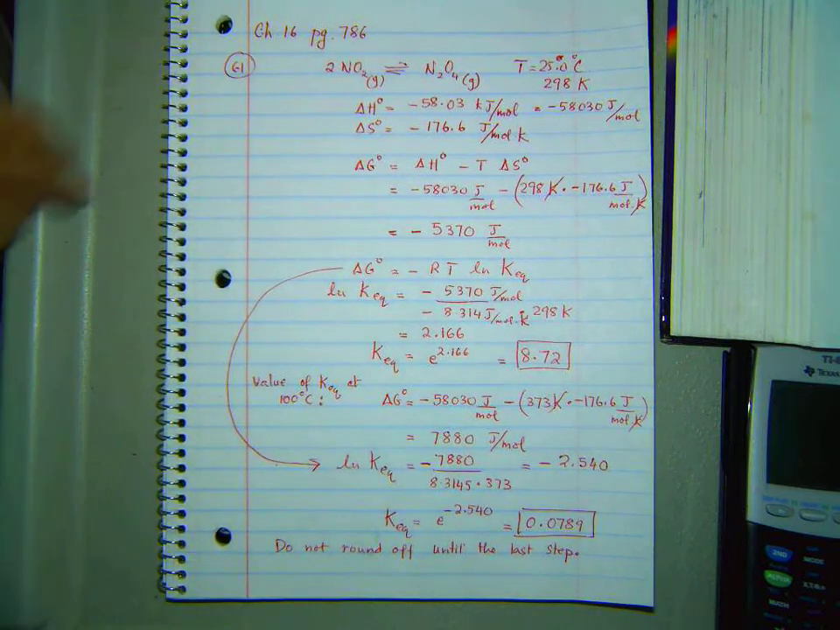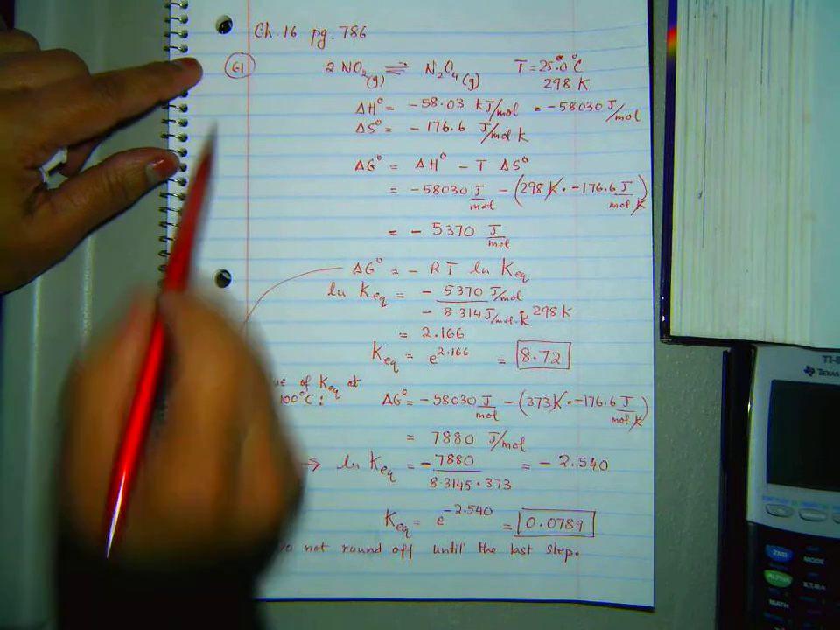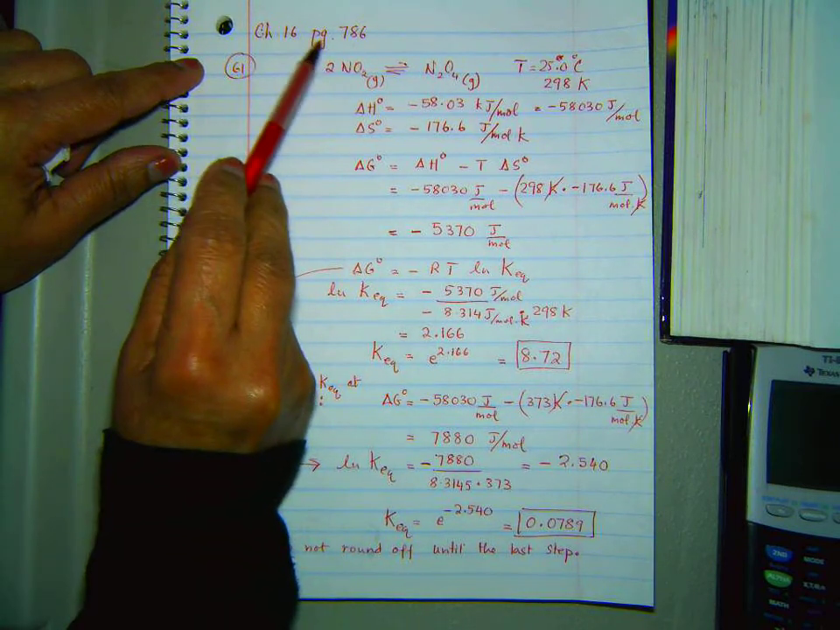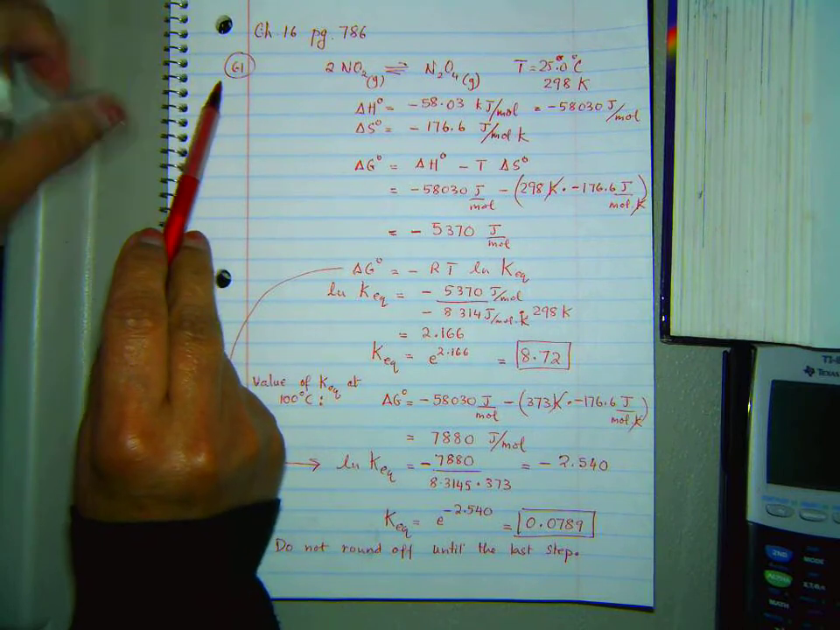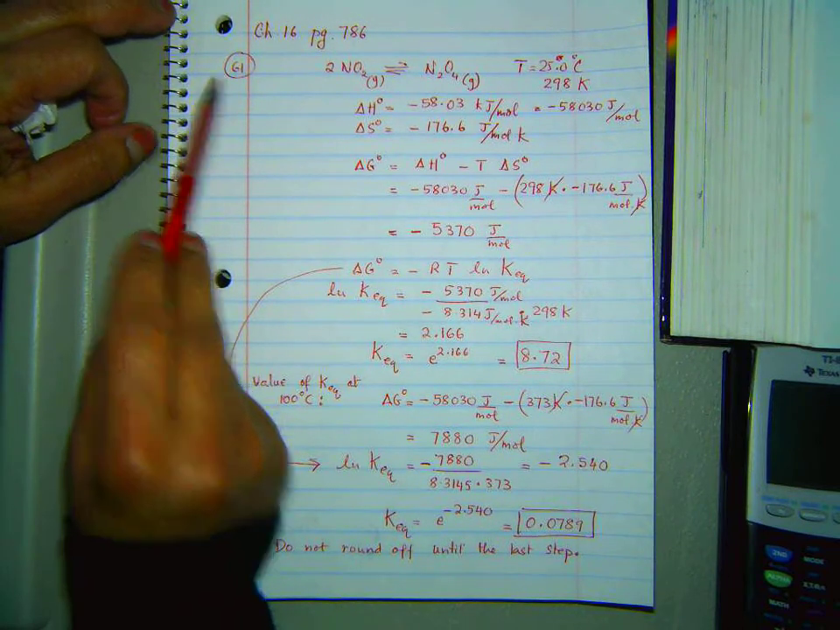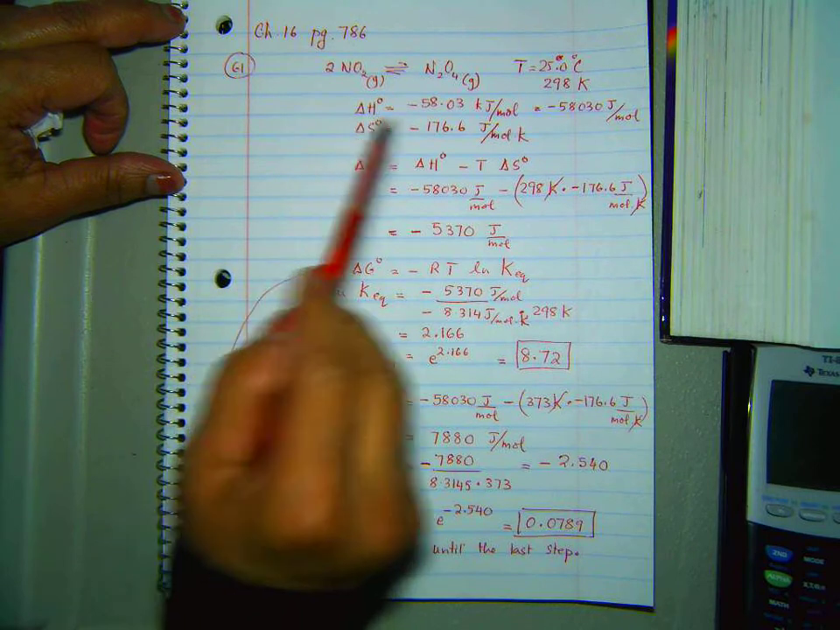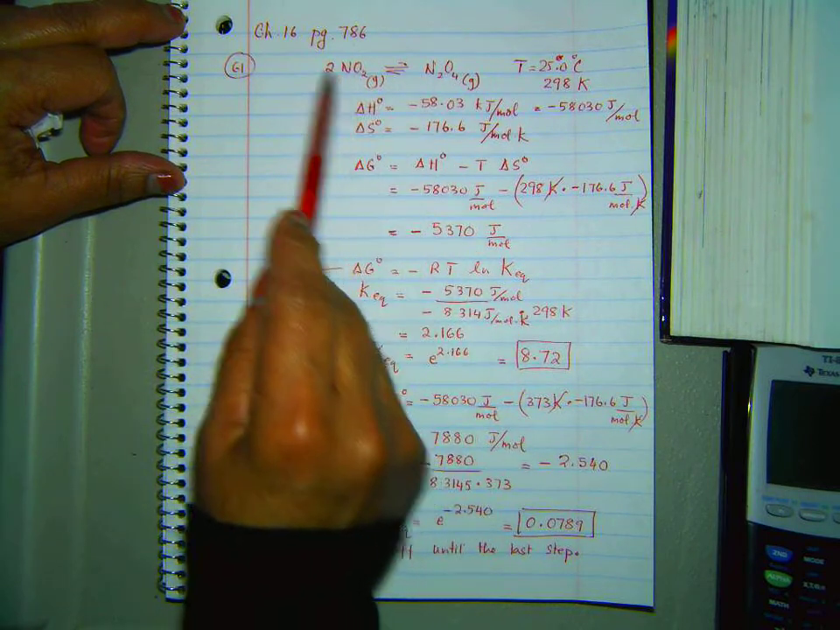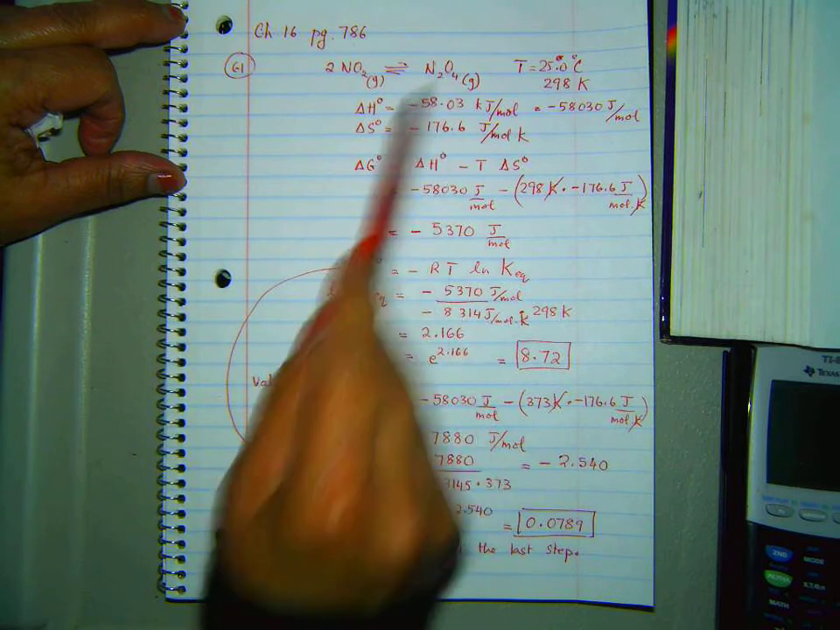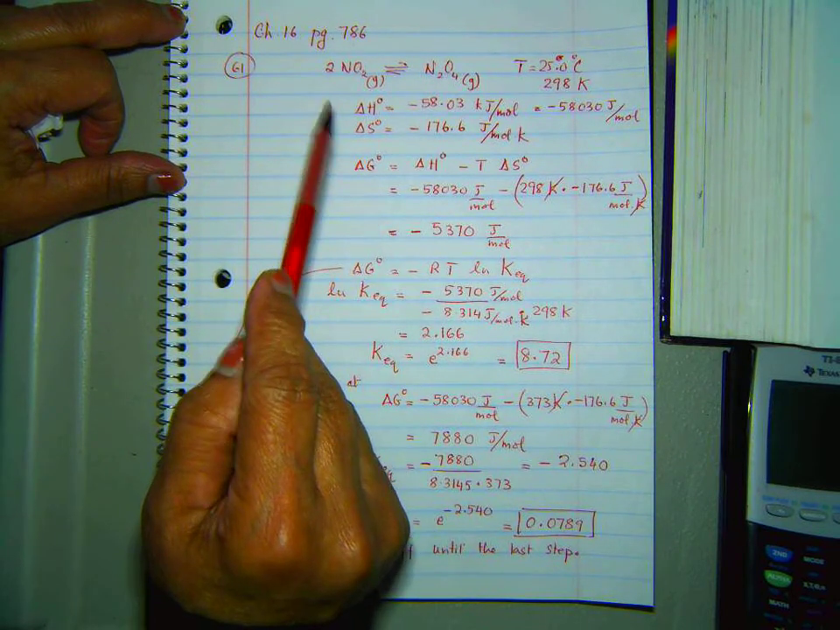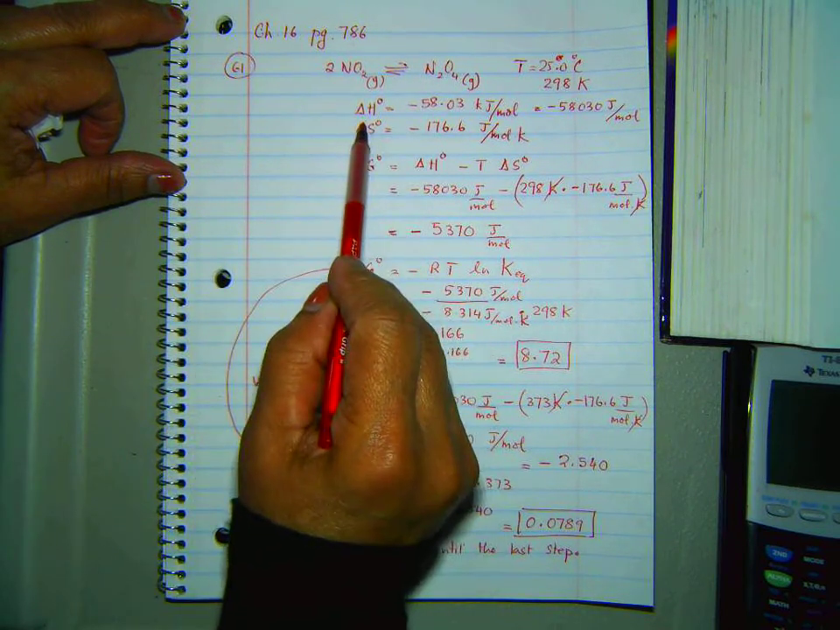All right, this is chapter 16 on page 786. Question number 61. Consider the following reaction at 25 degrees: 2NO2 gas going into N2O4 gas. The values of delta H and delta S are given.